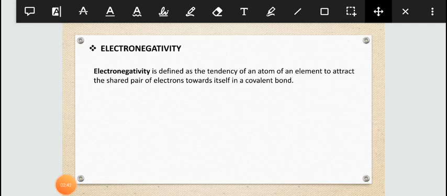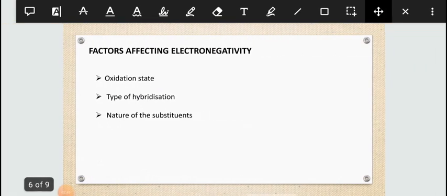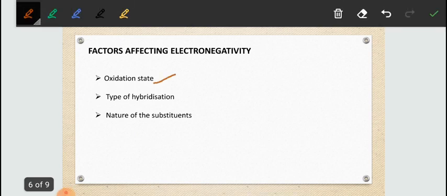Now we will talk about the factors on which electronegativity depends. The first factor is oxidation state. In general, electronegativity increases as the positive oxidation state of the atom increases. Again I'm repeating, electronegativity increases as the positive oxidation state of the atom increases. If the oxidation state is more, more will be the electronegativity. This is because with the increase in the positive oxidation state, the tendency to attract the electron will increase.